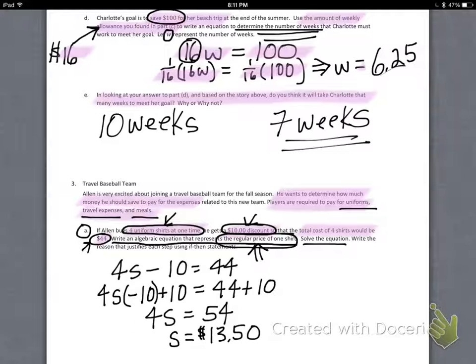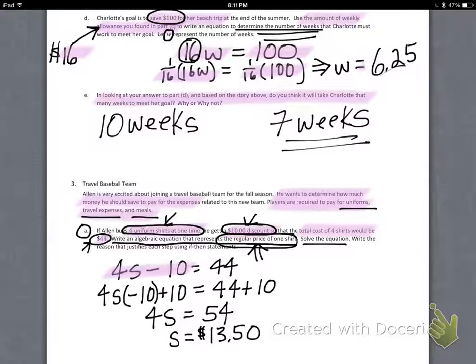Okay, so here we are. We show you how all these different parts of this problem are represented. The 4 uniform shirts were right here. That's 4S, with S standing for shirts. Makes sense. Now I have a $10 discount, which is going to be minus 10.